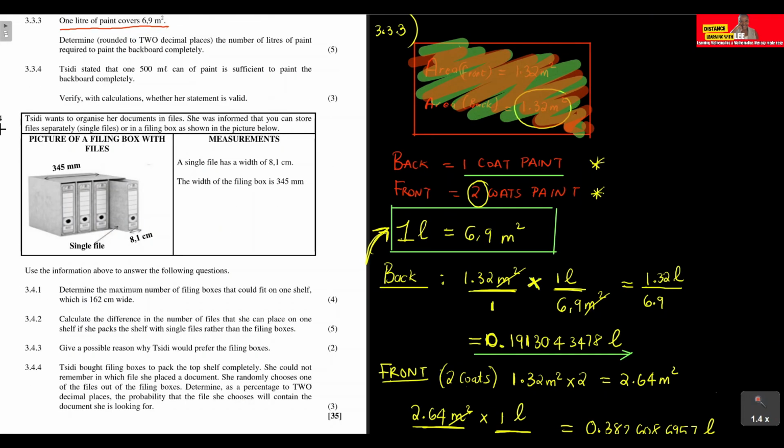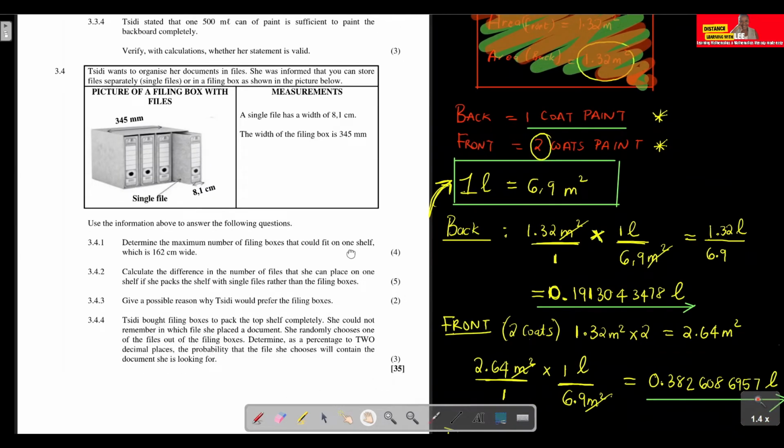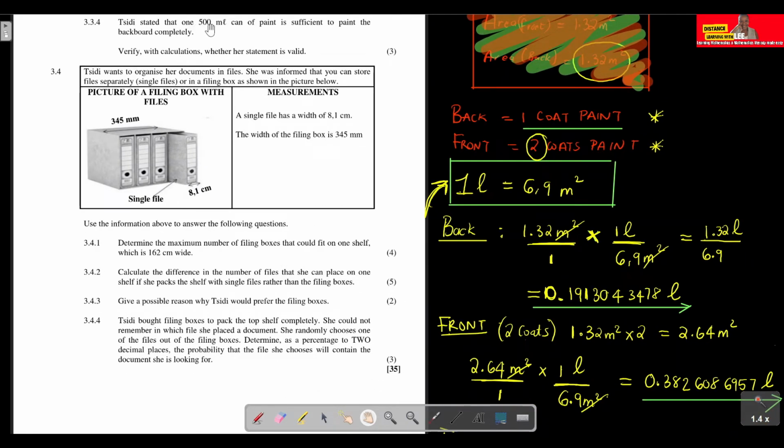Let us have a look at question 3.3.4. It says TD stated that one 500 milliliter can of paint is sufficient, or it is enough, right?